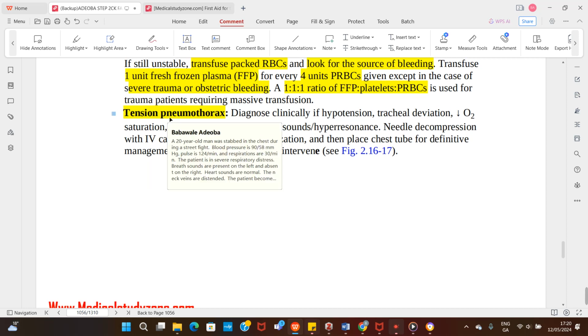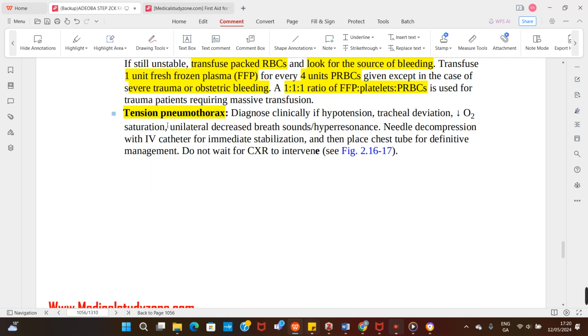So the next is the tension pneumothorax. After hemorrhage, tension pneumothorax is the next common cause of death. And we have said it. How are you going to identify that? Number one is going to be the unilateral breath sounds. You are going to notice that breath sound is decreased on one side and it's okay on the other side. So that side where it is decreased is likely to be the problem, right? And when you do your percussion, you are going to notice hyperresonance on that side. So hyperresonance, unilateral decrease in the breath sounds.